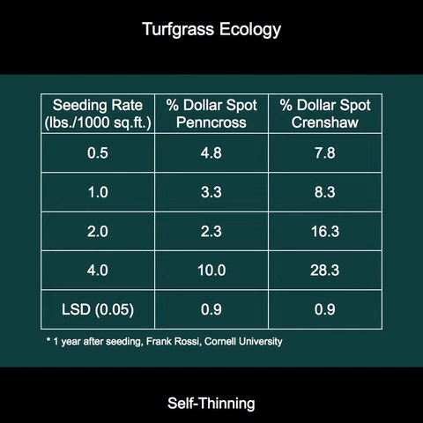Dr. Rossi also observed disease occurrence, in this case dollar spot, on his research area. Notice the amount of disease that occurred at the high seeding rate compared to the lower ones, and this was 1 year after seeding. Again, remembering back to the self-thinning line, when you are at a greater shoot density, which is an indication of a finer leaf texture, the likelihood of disease is greater.